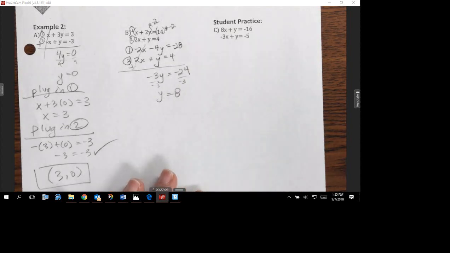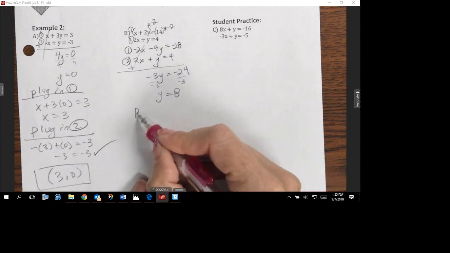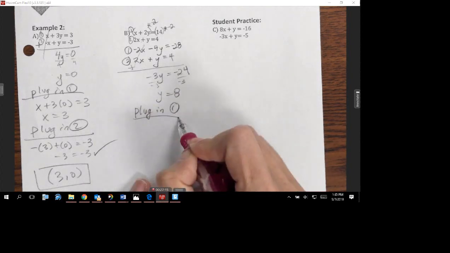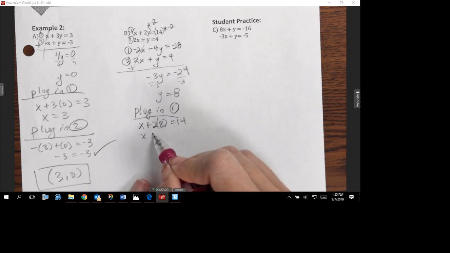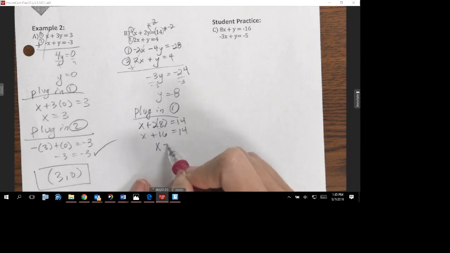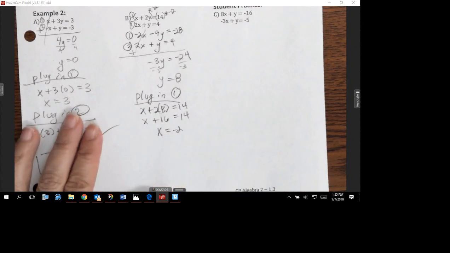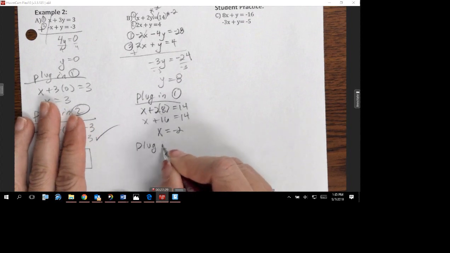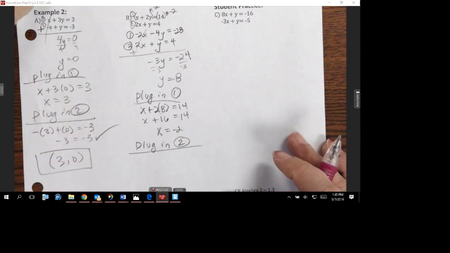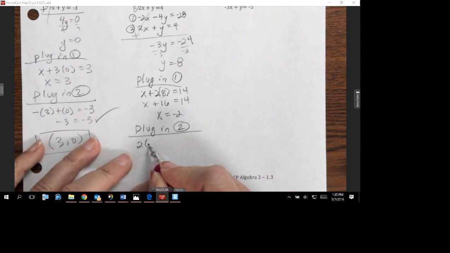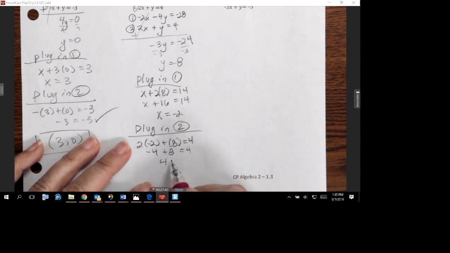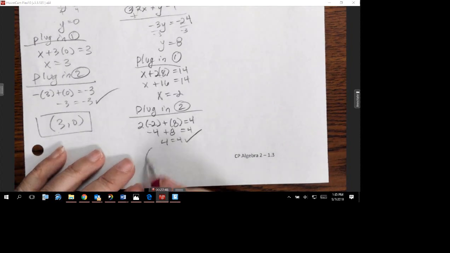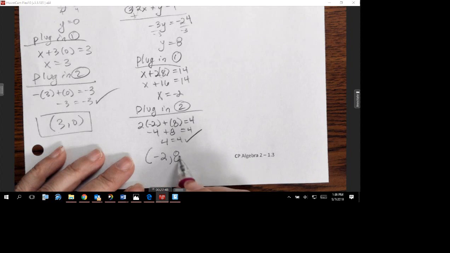Then you go back to the same steps you were doing on substitution. Plug in 1. X plus 2 times 8 equals 14. X plus 16 is 14, so x has to be negative 2. Then you plug in 2. 2 times negative 2 plus 8 equals 4. Negative 4 plus 8 equals 4. 4 equals 4, that checks. So I write my answer as negative 2, 8.